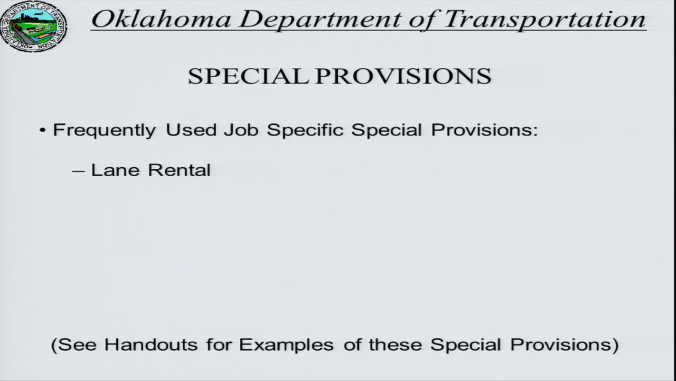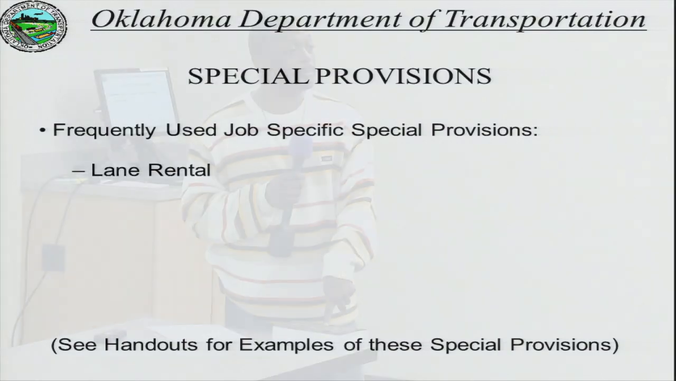The first one, the lane rental. If you look at the top, it's titled 108-96. That 108, that ties it back to the subsection within the spec book. So that's the section within the book that we're amending or revising for this provision or for this job. It's job specific. So again, you see the project number, the JP number, and the county listed there in that general statement.